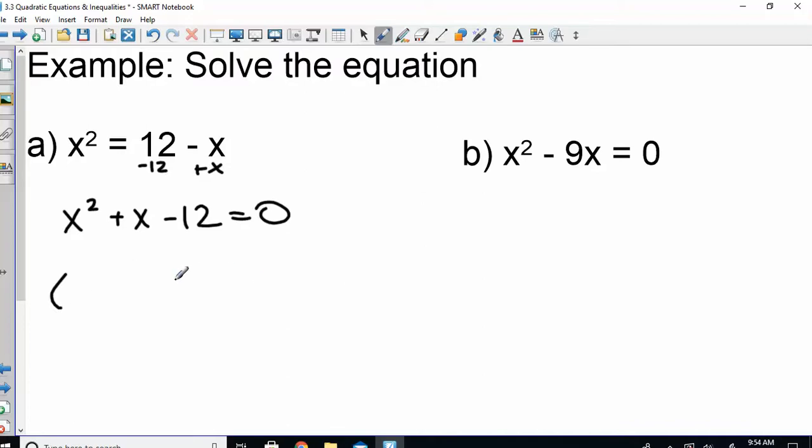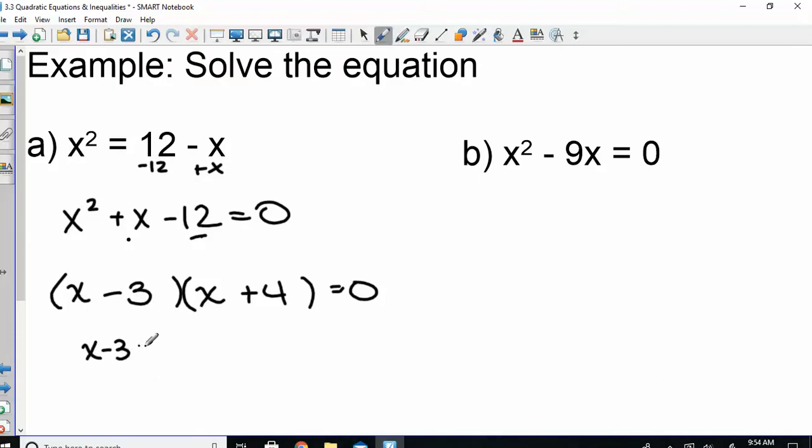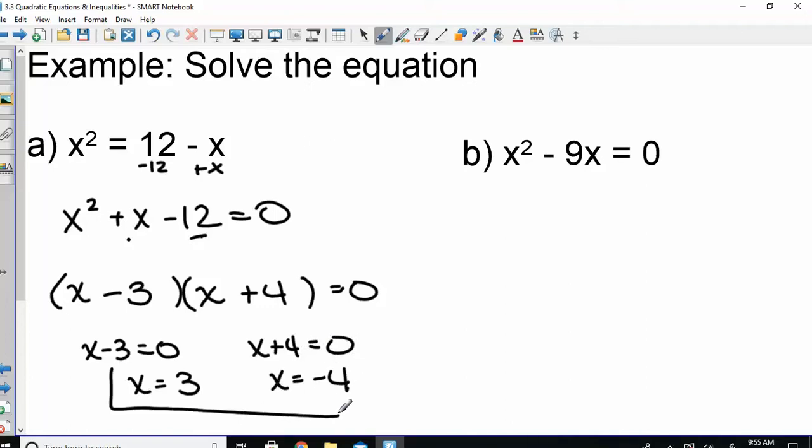Now we need to factor. Because it's a 1x squared, we can do the shortcut. So x squared breaks into x. What two numbers multiply to negative 12 and add to positive 1? Negative 3, positive 4. So then we set each of those equal to 0. So we get x equals positive 3 and x equals negative 4.